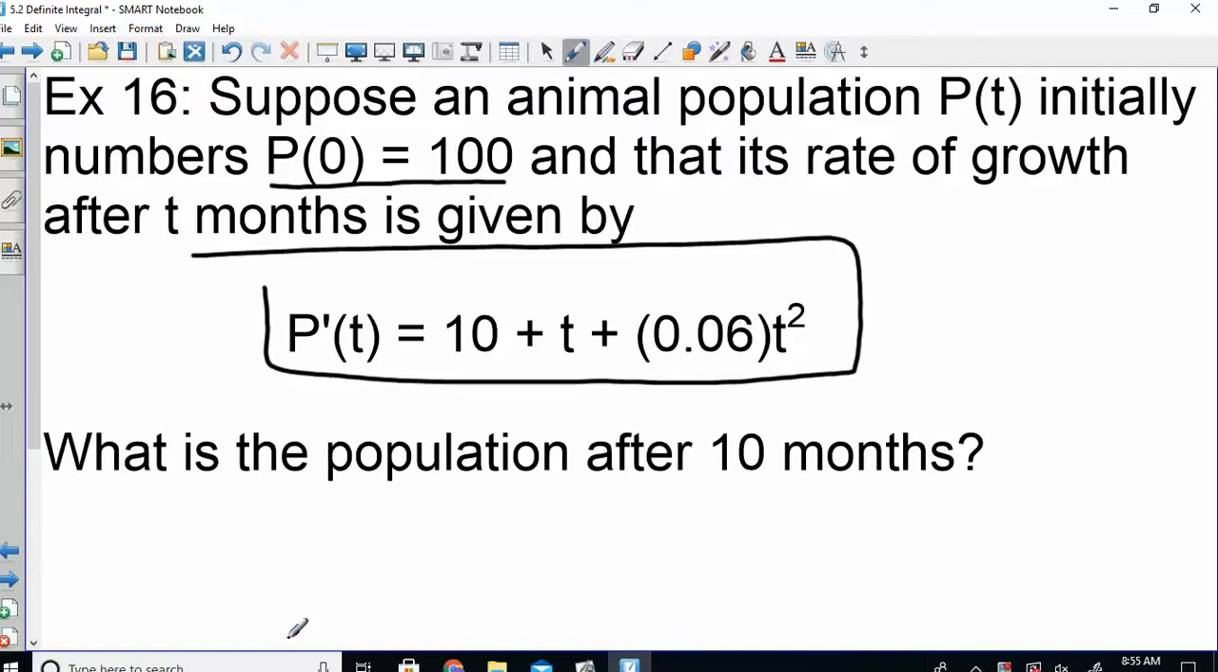If I want the population, what do we need to do with this? Okay, from where to where? 0 to 10. We want 10 months. So antiderivative from 0 to 10 of my function.